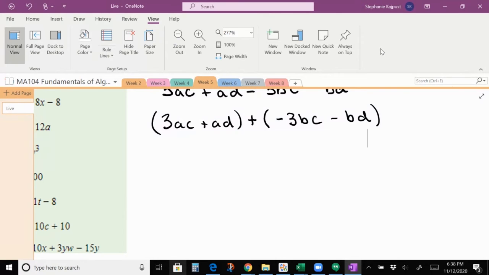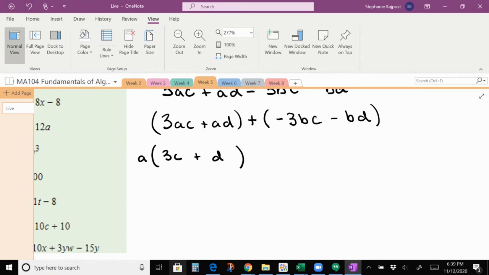Okay. So if there's nothing squared, then we have to look for the greatest common factor here. The greatest common factor in the first set of parentheses is A. So we're going to put A on the outside, and then we're going to have 3C plus D.